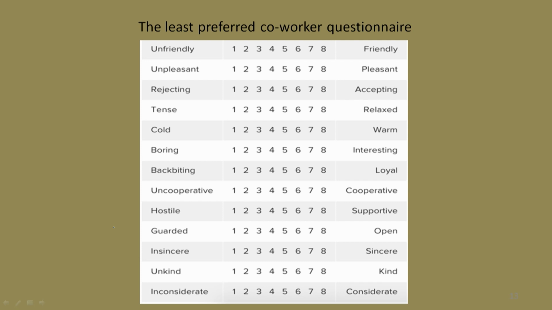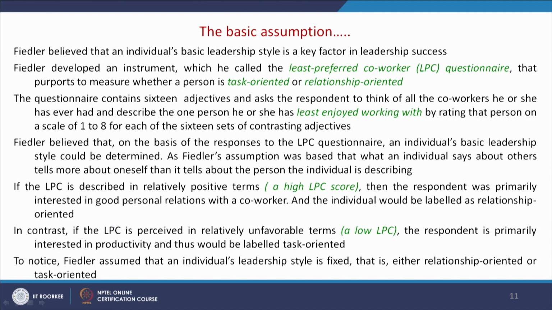So there are 16 adjectives, and the respondent is asked to think of all the co-workers he or she has ever had and describe the one person he or she has least enjoyed working with by rating the person on a scale of 1 to 8, and each scale has contrasting adjectives. Fiedler's assumption was that the responses to the LPC questionnaire would help in identifying the basic leadership style of the person, which can be determined based on his preferences.